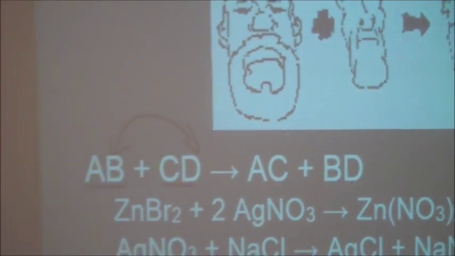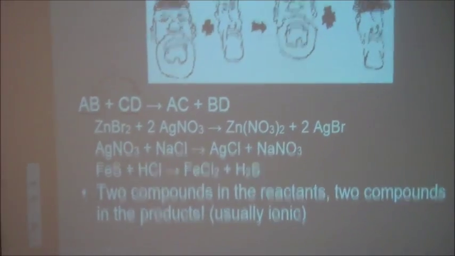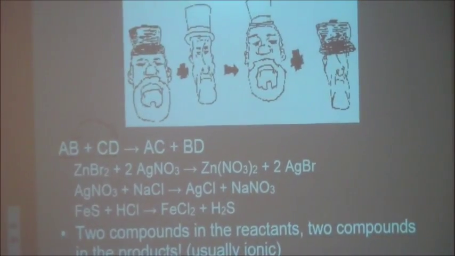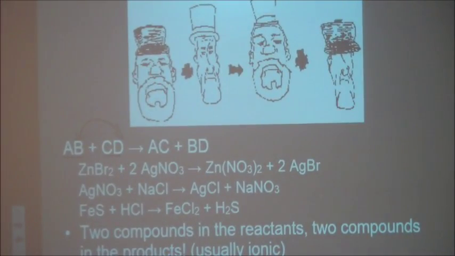This is normally 2 ionics. We'll be studying this one more in depth. This is where we have our precipitates forming. So we'll talk about solubility. So this one's pretty important.